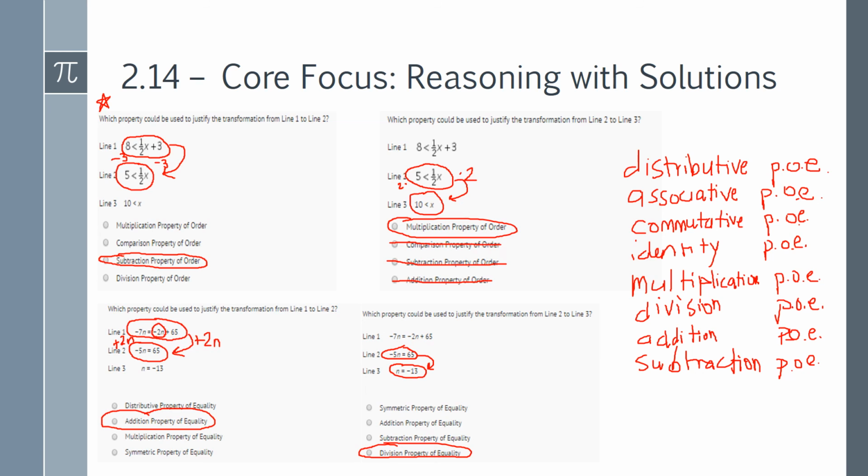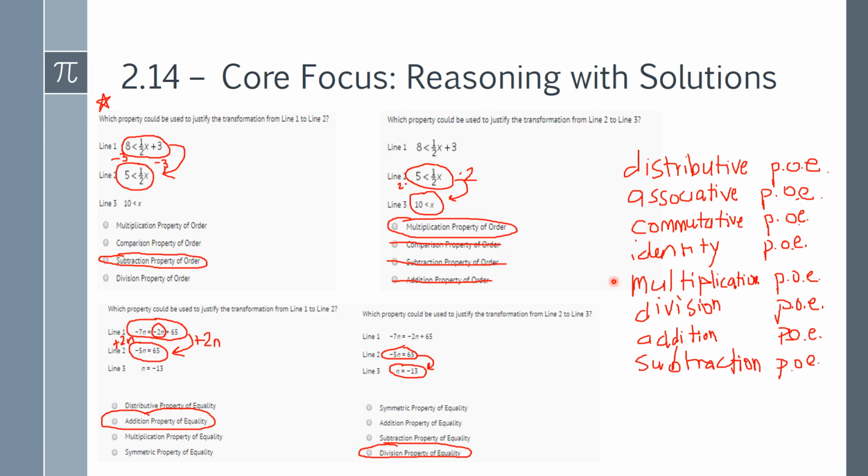All right, so here's the full list of the reasoning you can give. Again, I'll run back through them. Distributive means you distributed a number outside the parentheses to all the numbers inside the parentheses. Associative property of equality means you change the placing of your parentheses, but it has to be just for addition and subtraction. Commutative means you change the order. So A plus B, you turned it into B plus A. Identity property of equality means you added 0 or you multiplied by 1.